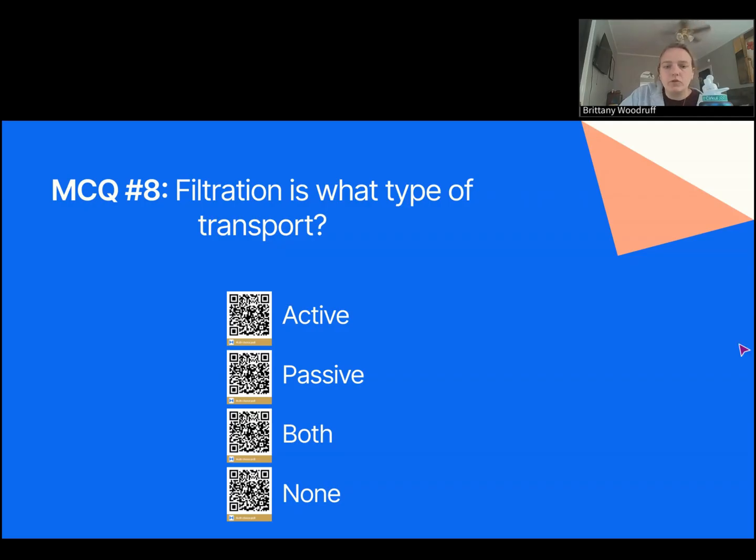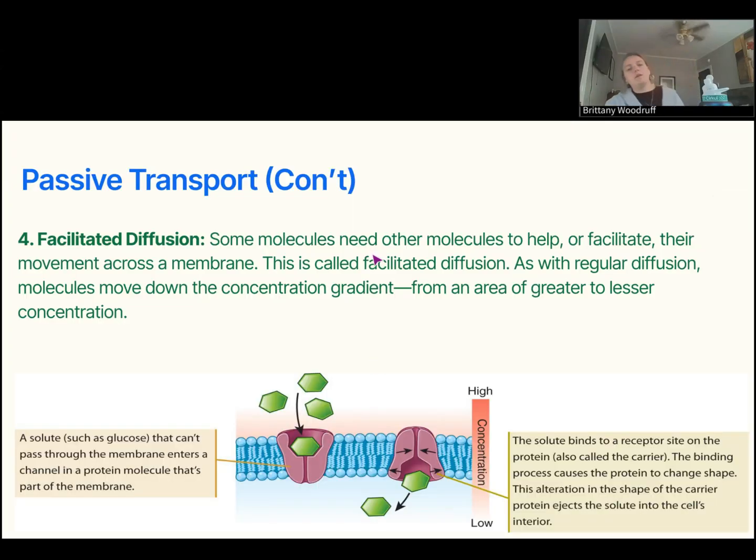Exactly. So filtration is going to be a type of passive transport. So it does not use energy. The last type of passive transport we have is facilitated diffusion. It is just like diffusion.